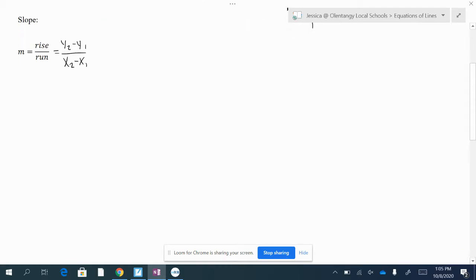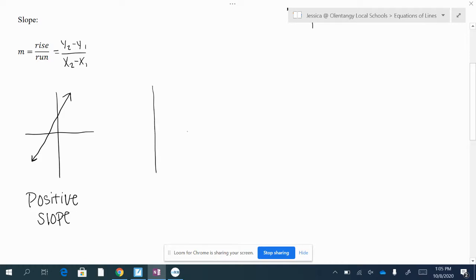Okay, so when looking at graphs for slope, if you see a graph that's like this, your y values are increasing as you are going up. This means you have a positive slope. And a graph that has a negative slope, as you go across the graph, your y values would be decreasing. So this is a negative slope.